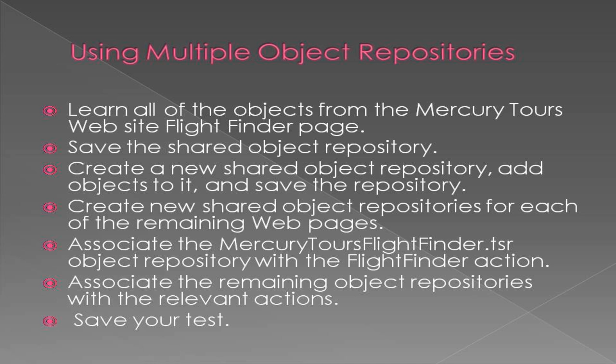9. Associate the remaining object repositories with the relevant actions. Repeat Step 8 and associate Mercury's Select Flight TSR with the Select Flight action. Associate the following repositories with the Book Flight action: Mercury's Book Flight TSR and Mercury's Flight Confirmation. Later, when you add steps to each action, all of the required test objects will be available for use. 10. Save your test. Choose File > Save or click the Save button.